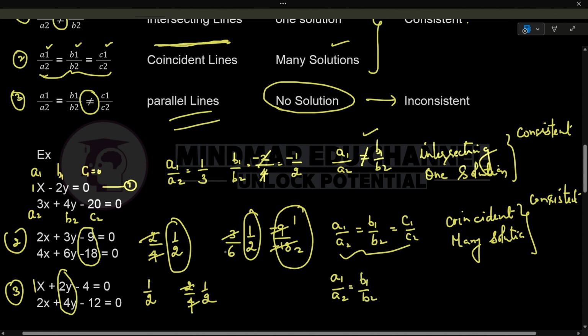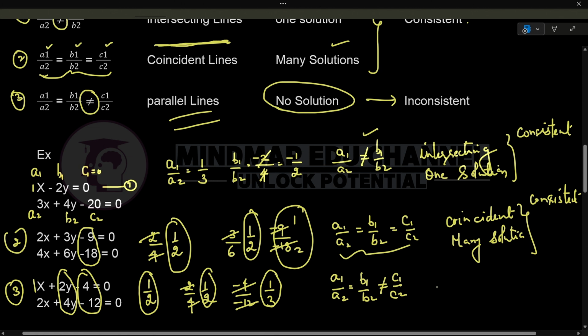Now let's check C1 upon C2. So it's minus 4 over minus 12. Reduce it. It will be 1 over 3. And now you see that it is not equal. See, 1 over 2, 1 over 2 and C1 upon C2 is 1 over 3.